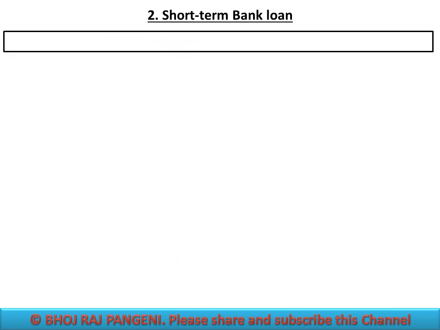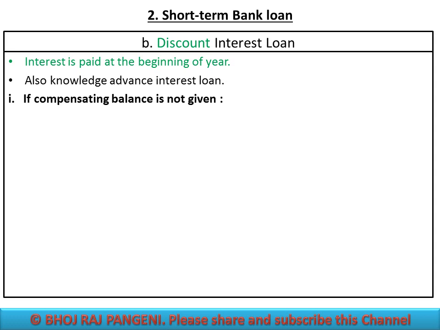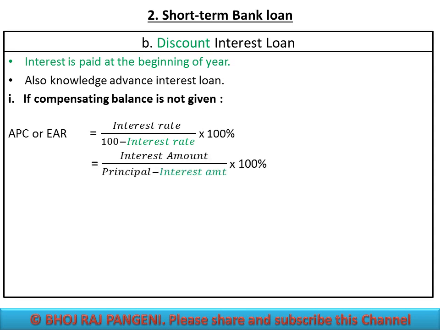And B1 is the discount interest loan, discount in green color, okay? Discount means interest is paid at the beginning of the year, okay? Also known as the advance interest loan. One, if compensating balance is not given, then APC or EAR equals the interest rate divided by 100 minus interest rate, okay? IR divided by 100 minus IR into 100%, okay? Interest amount divided by principal minus interest amount. This one is the amount formula.